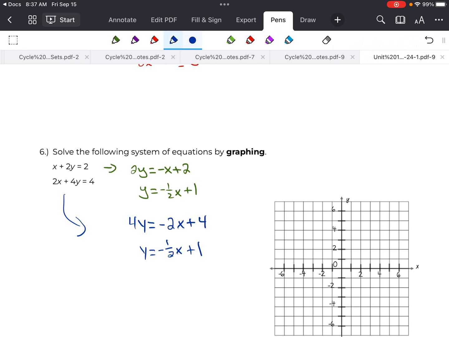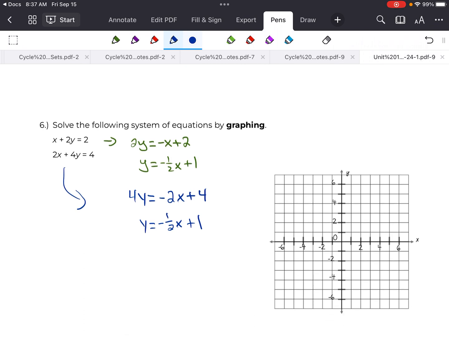Okay, so you don't even have to graph it. We will, but you can see that this equation and this equation are the exact same. Okay, they have the same slope, but they also have the same y-intercept. Before we had the same slope, making it parallel, but they had different y-intercepts. Now, both of these lines are going to be the exact same.